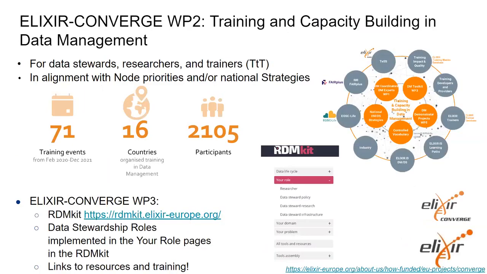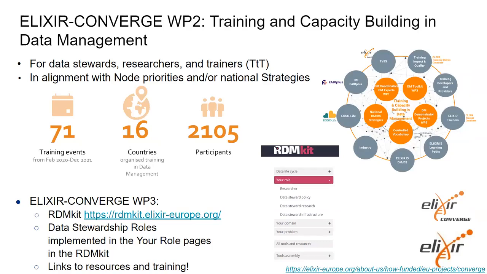Then I want to talk a little bit about Elixir. Elixir, as I said, is the European research infrastructure for data in the life sciences. And in Elixir, there is a project running that's called Converge, which is about data management in the life sciences on a European scale. And in the Converge project, work package 2 is really about training and capacity building in data management. And I'm one of the co-leads of that work package.